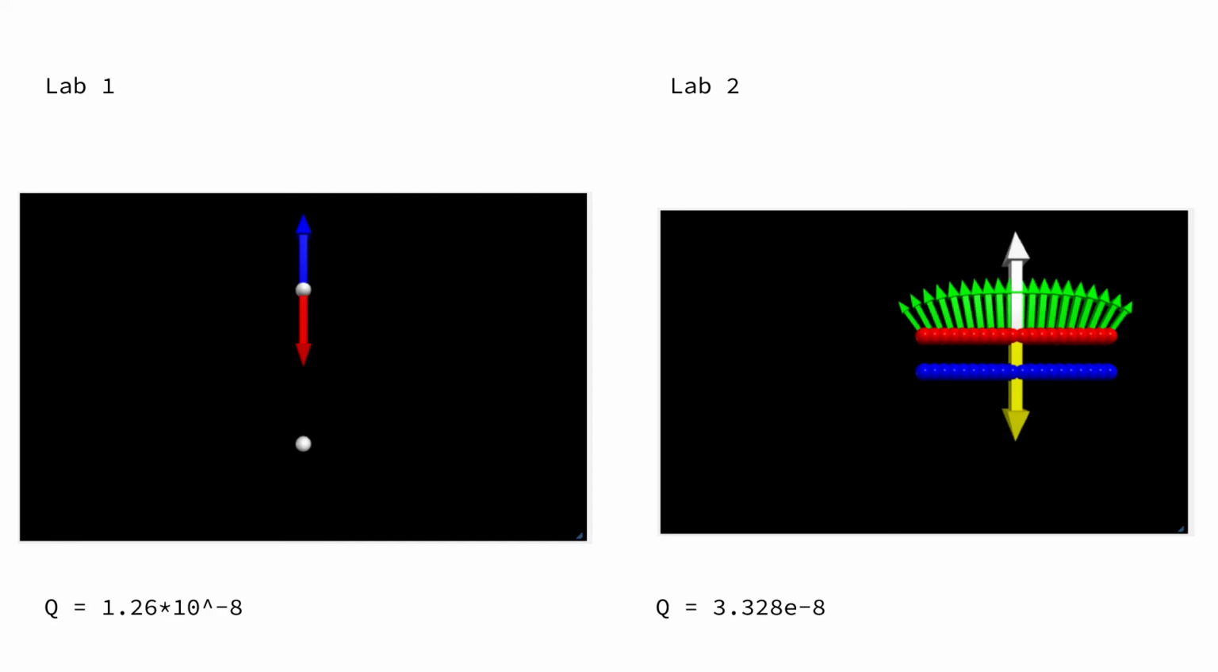And now here are the two models. As you can see, in Lab 1 we treated it as point particles. Each tape is a point particle, and we got a charge of 1.26 times 10 to the minus 8.